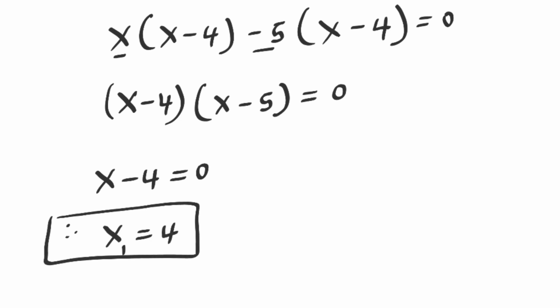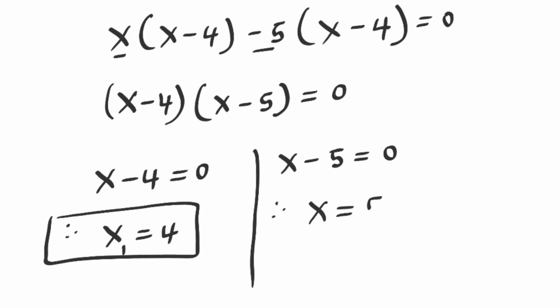Let us call this x1. And the second case, x minus 5 is equal to 0. Therefore, x is equal to 5. Let us call this x2. We've gotten the values of x. Let us solve for y.